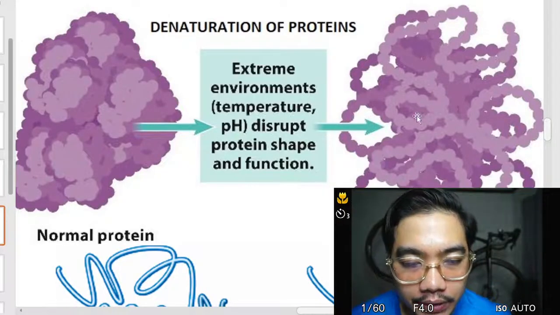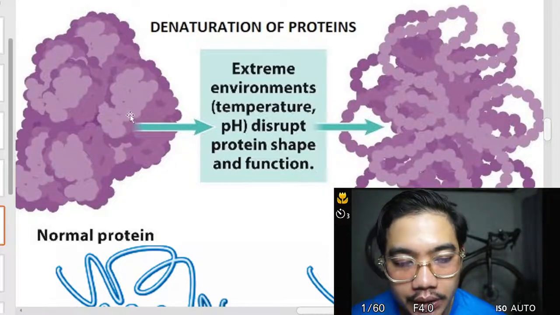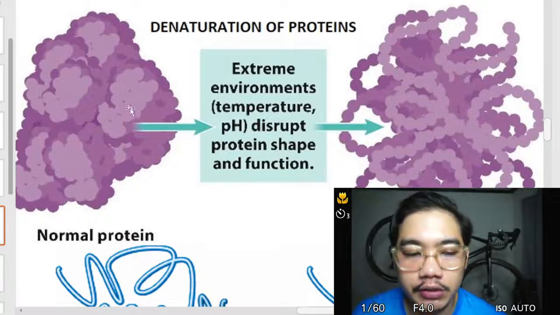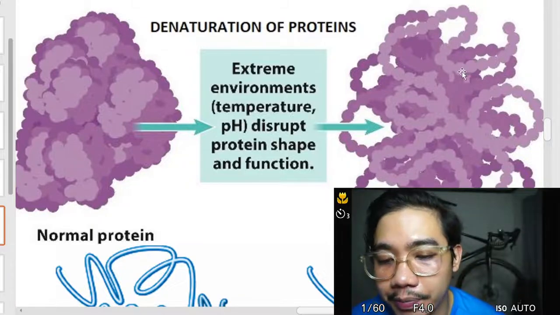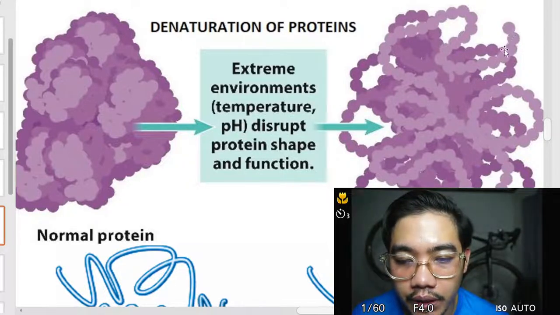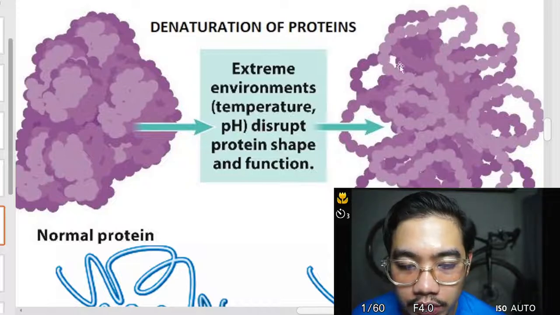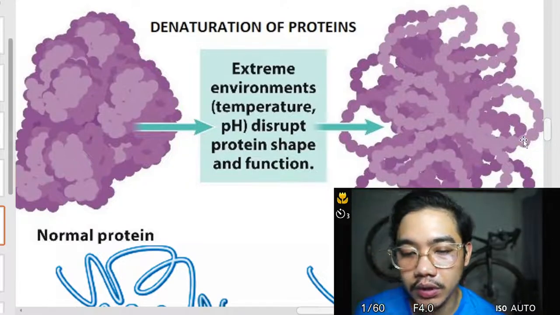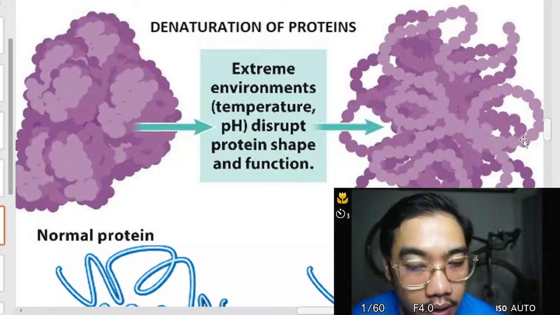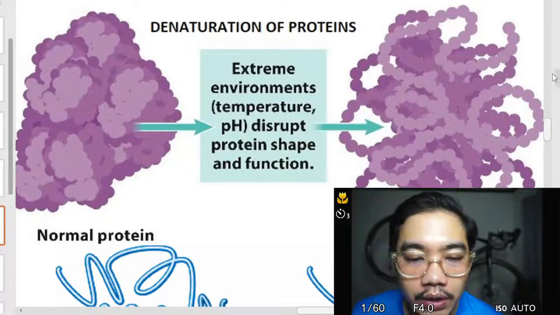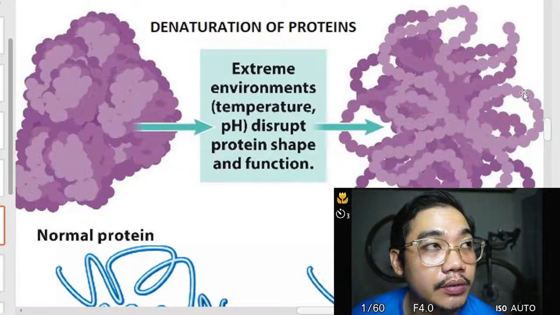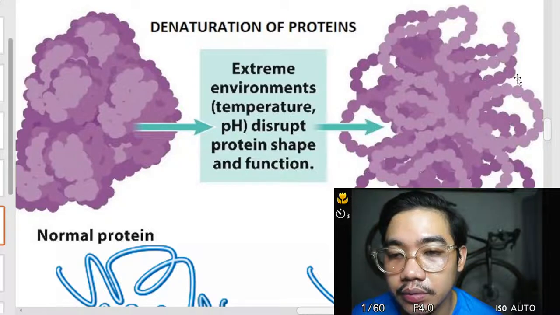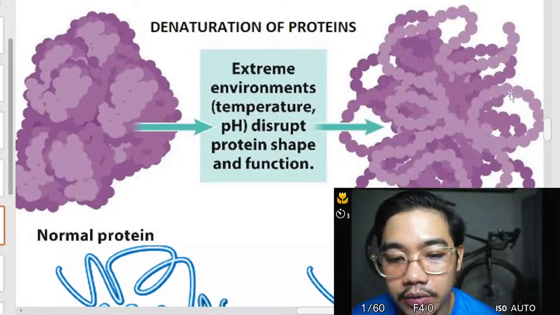So, going back, this is the normal protein, with beta sheets and alpha helices. After alcohol, the only thing left is your primary structure, the individual amino acid sequence. You cannot break that down using alcohols or coagulants. You need enzymes to break those down, because your peptide bonds are quite strong.